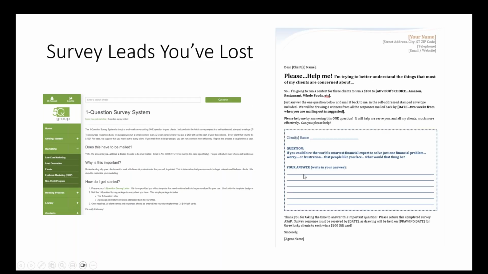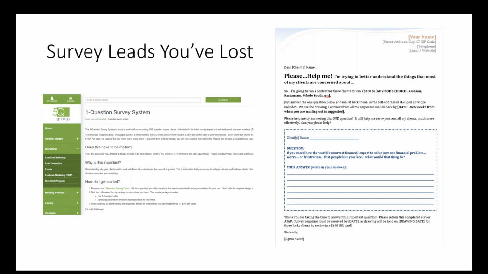Make sense? So the question was, if you could hire the world's smartest financial expert to solve just one financial problem, worry, or frustration that people like you face, what would that be? So you can also use this to try to bring people back into the fold. Does this sound like a hard sell, one survey question you could send to a prospect? Yes or no? No, of course it's not. Yes. That's right, Mark Dale.